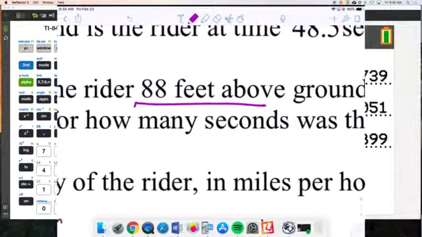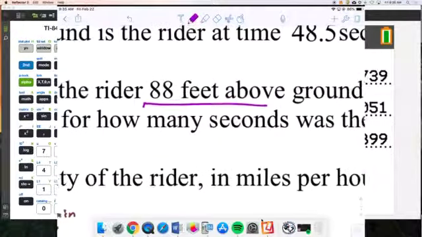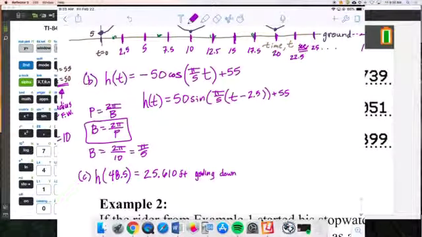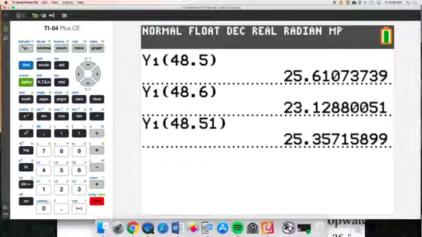Is 88 feet a T value or an H value? It's an H value. So let's do this first, part D. I'm going to say H of T equals 88. And then underneath there, I'm going to put T equals, because I'm going to answer it. This is the one when you have a Y value, remember, how do we solve it?